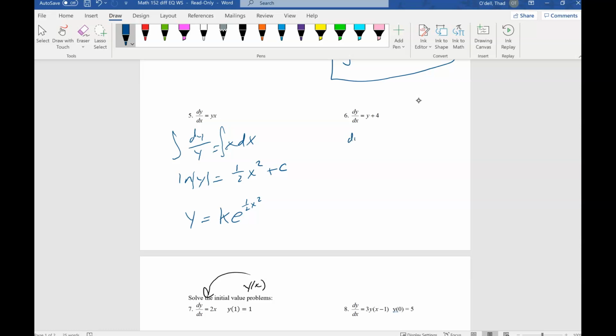And here's another one, similar to the one up above. This one we are going to be able to handle, though. So when I integrate both sides here, of course on this side I get x plus c. On this side, this is actually the natural log of y plus 4. And then we exponentiate both sides, we get y plus 4 is equal to k times e to the x. That means y is equal to k times e to the x minus 4.